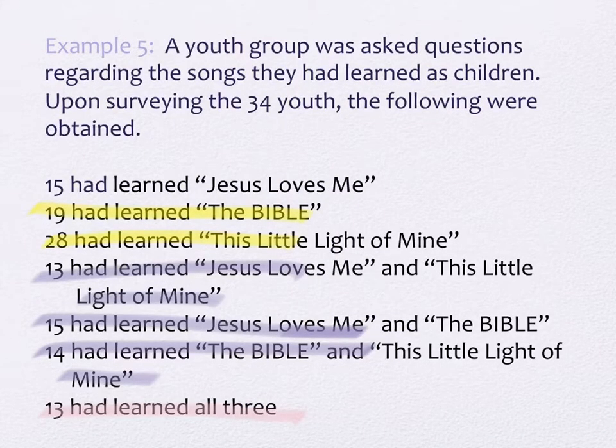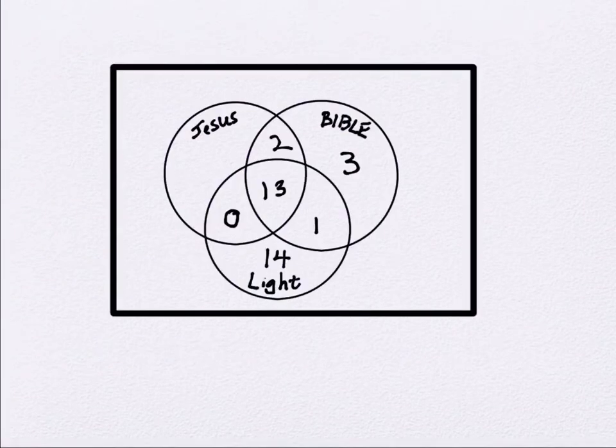The next one says 15 had learned Jesus Loves Me. So this circle for Jesus already adds up to what? 15. And what was it supposed to add up to in total? 15. So what does that tell you? 0 goes here. That doesn't mean 0 people knew Jesus Loves Me, right? It means 0 people knew that song only. That's what that means. All right, am I done? Nope, but I'm close. What do I still need?